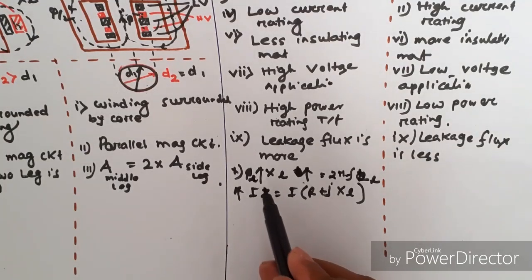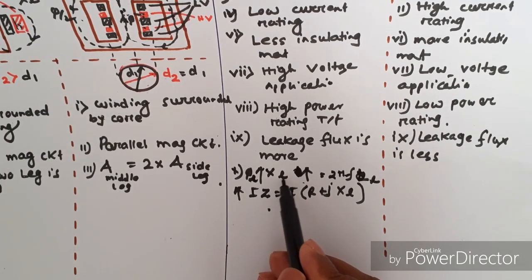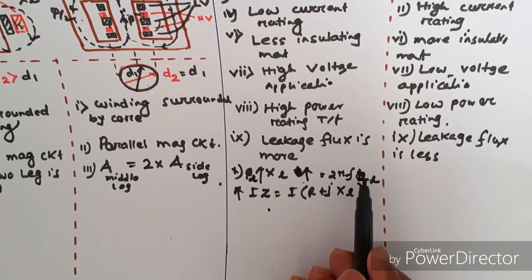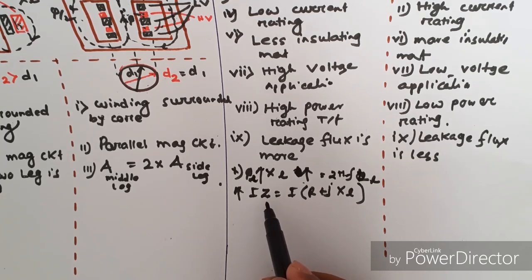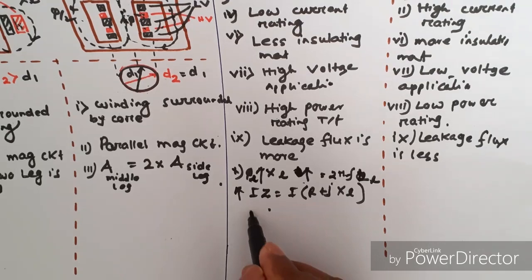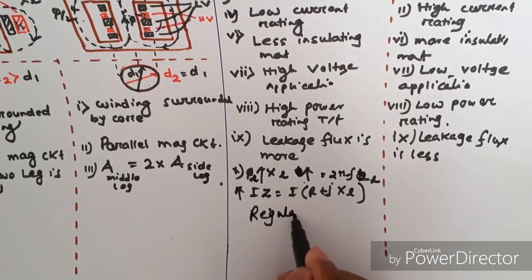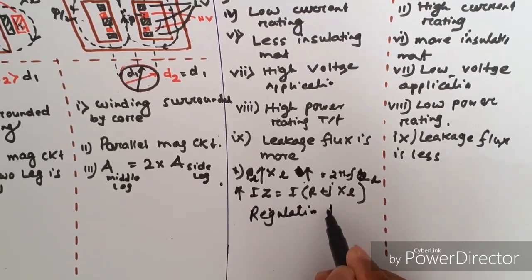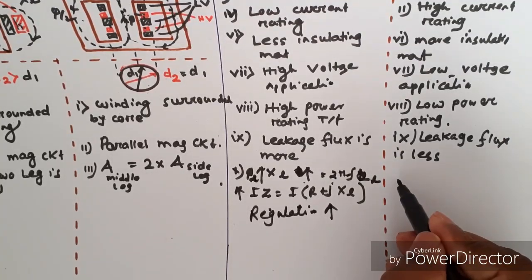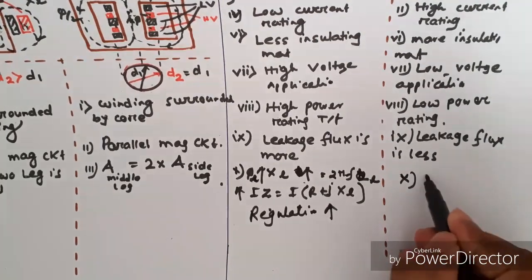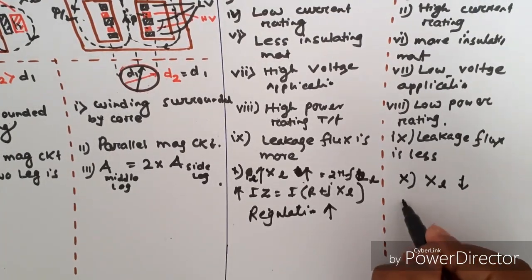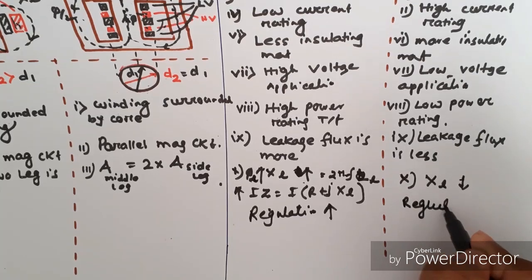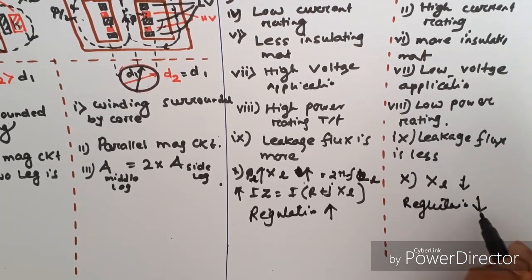Core type transformer, leakage flux phi L is more. The leakage reactance equals 2 pi F into inductance, so leakage reactance is more. As a result, the voltage drop due to this leakage reactance will be high and the regulation is high. Here, since leakage reactance XL is less, the regulation will be less.